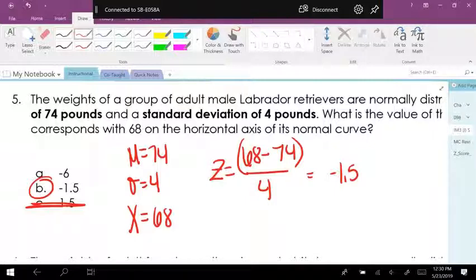Not necessarily. 6? Look at your z-score chart. It never goes up to 6. It only goes up to 3.5. Okay, it doesn't go up to 6. 6 is not possible. So there will never be anything higher than 3.5 as a z-score.